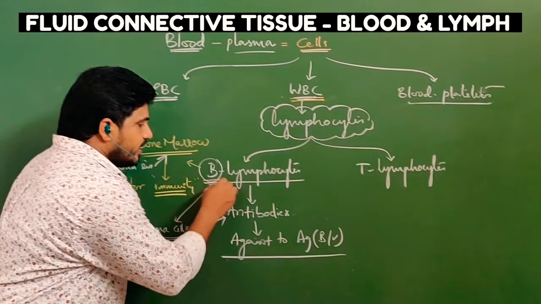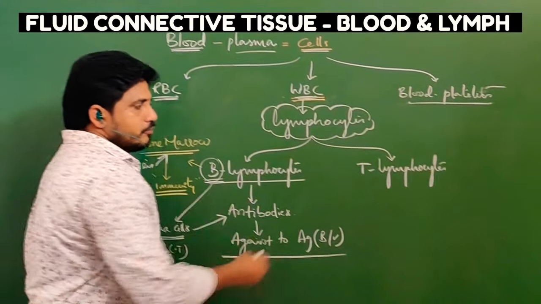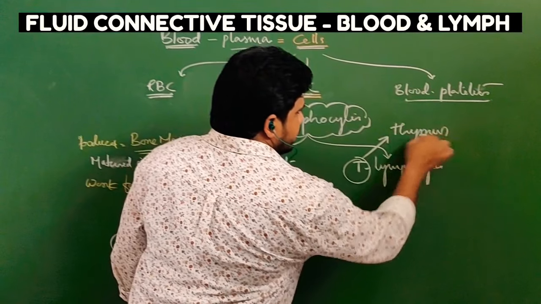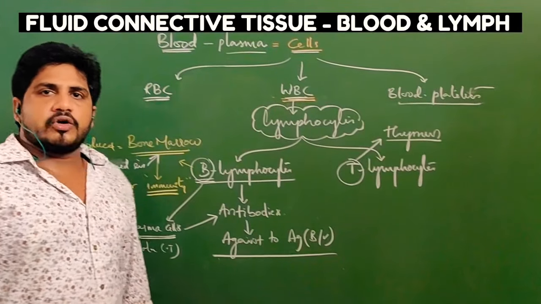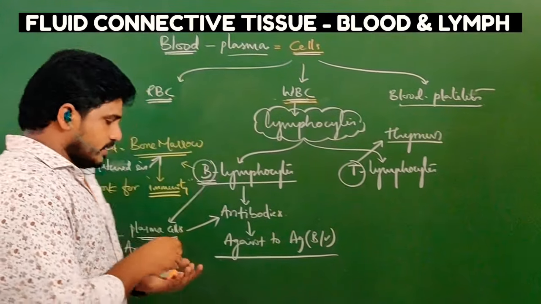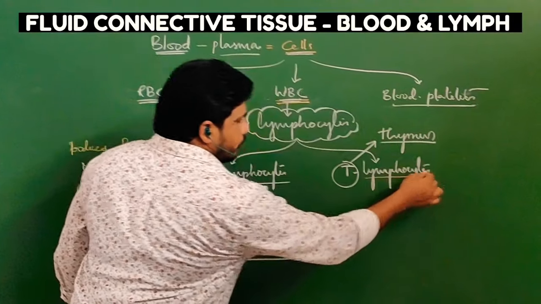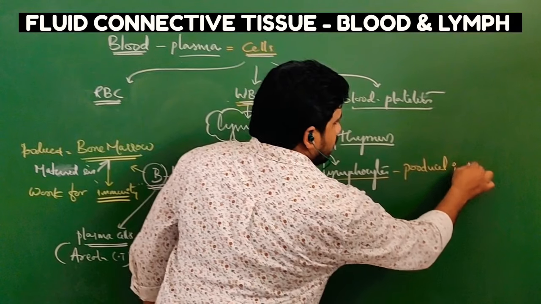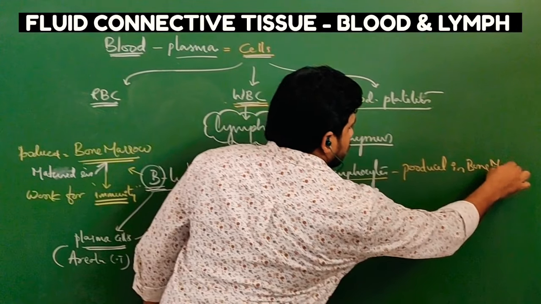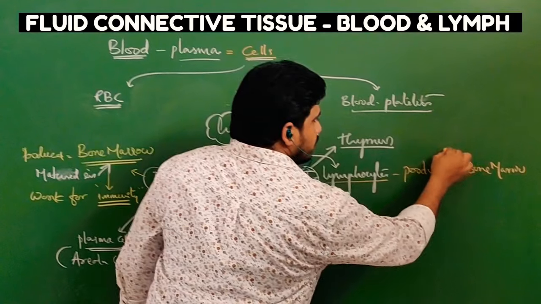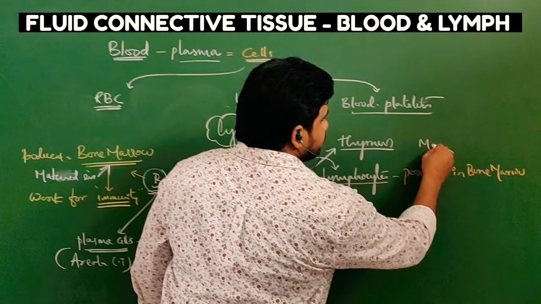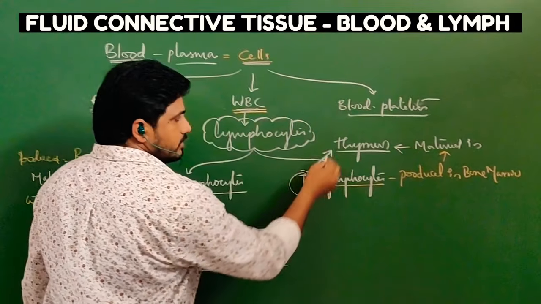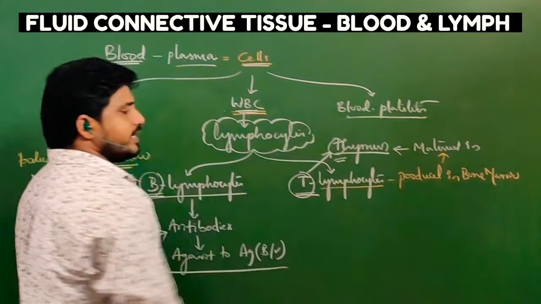That's why B lymphocytes. In the case of T lymphocytes, T is indicating thymus. Thymus is an endocrine gland which is located dorsal to the human heart, and the lymphocytes are produced in bone marrow, but they mature in thymus. Thymus means T, no? That's why it is called T lymphocytes.